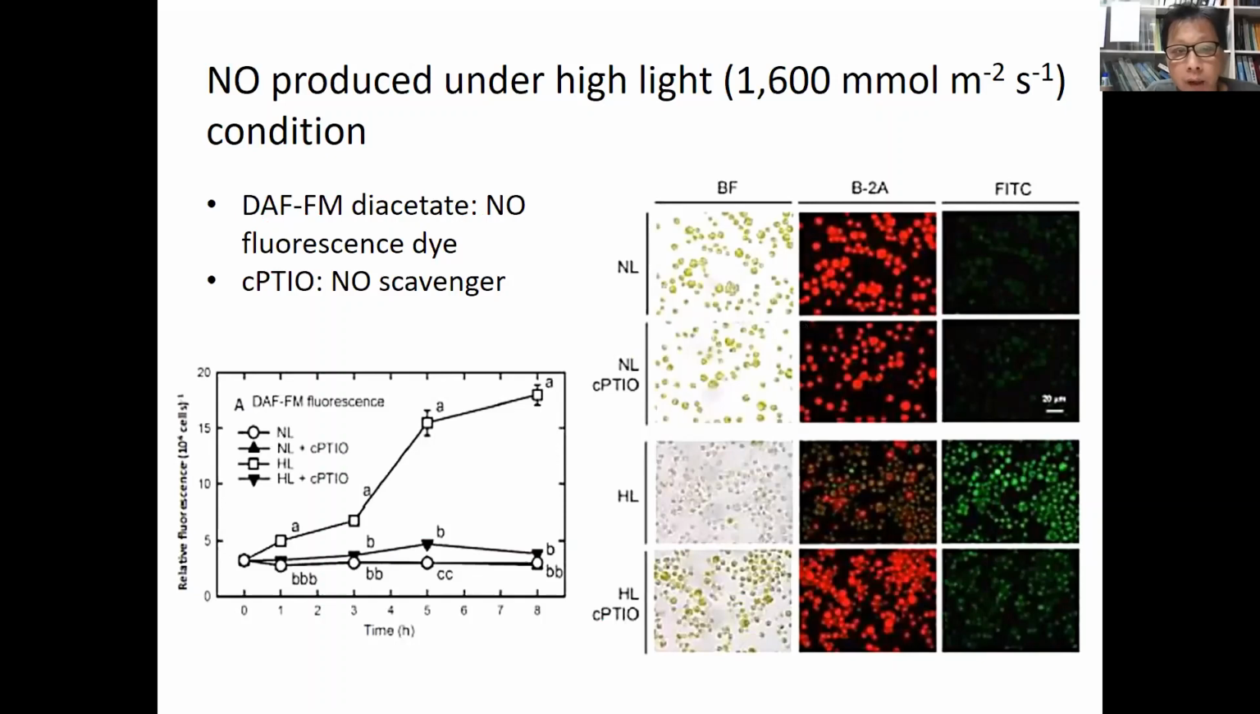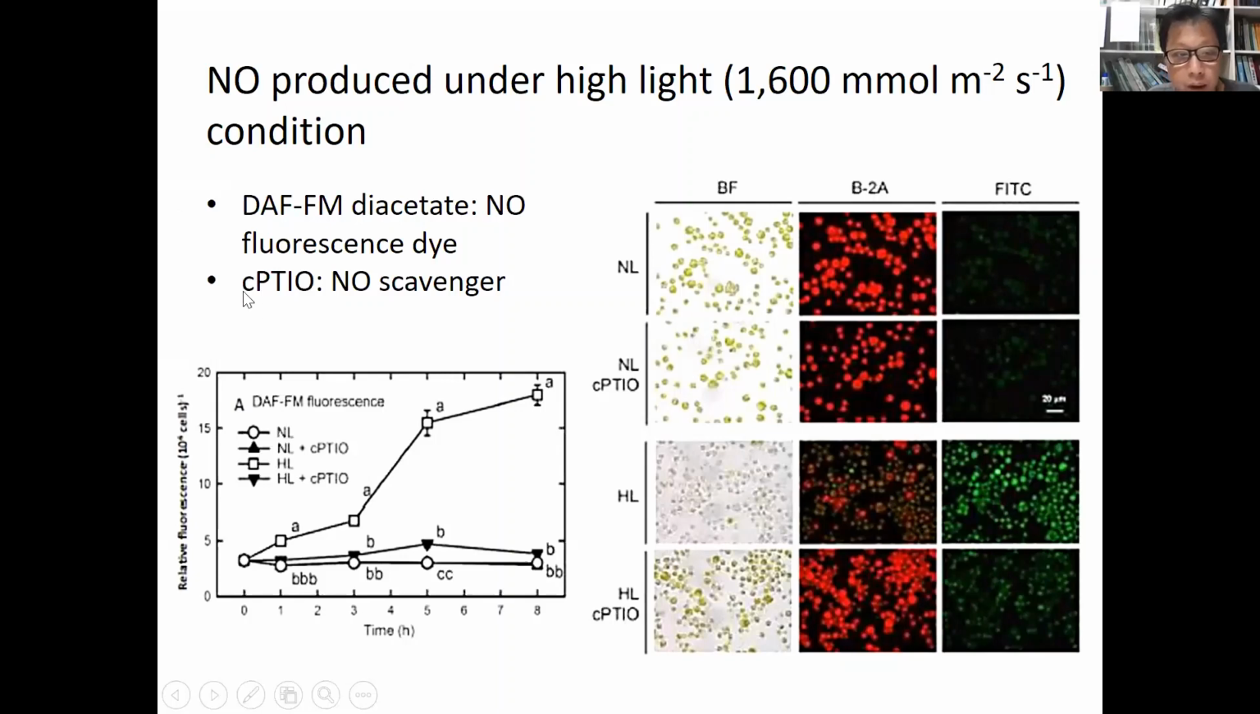Chlamydomonas, and we find that under high light condition, the NO will be produced at a very high level in advance. We use DAF-FM diacetate to detect the NO, and you can see here, see my mouse here, the green fluorescence emitted after high light treatment.